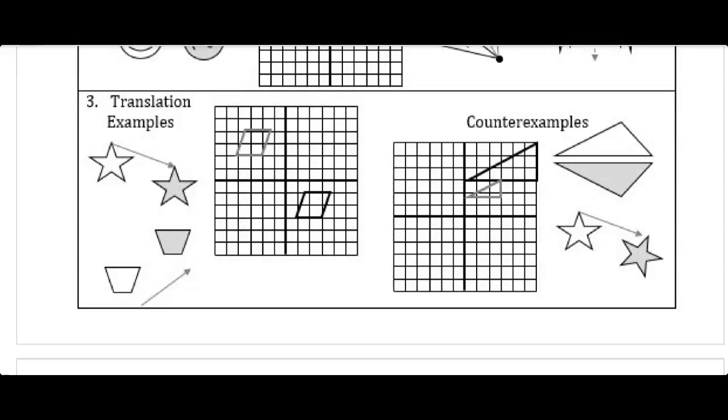Down here, this last piece is translations, which are just slides. You're sliding it across someplace. The shape and orientation of the figure will stay the same. So all these on the left are examples. On the right, you see some counterexamples. This one, they change sizes. This one, it kind of rotates as it slides, and then this one just flips over. So you can see that those are not translations.